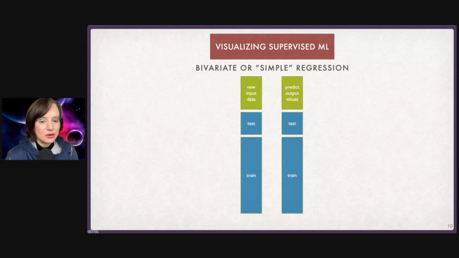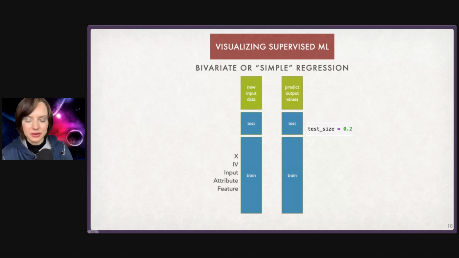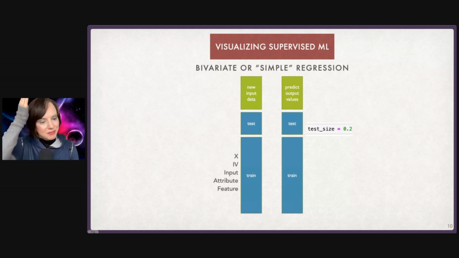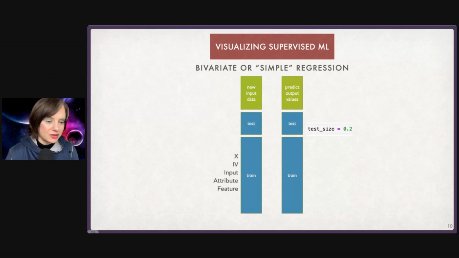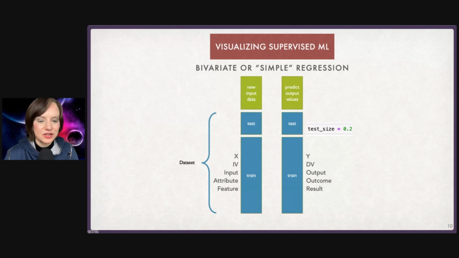So I have two variables. I have my X variable and my Y variable, or my input and my output. Let's suppose I'm setting my test size to 0.2. More on that in just a moment. All right, so the first column here represents my variable in my data set. I have my X variable, also known as the IV, the input, the attribute, or the feature, and I want to predict some output variable, outcome, result, DV, Y, depending on what training you had and what set of terminology works for you.